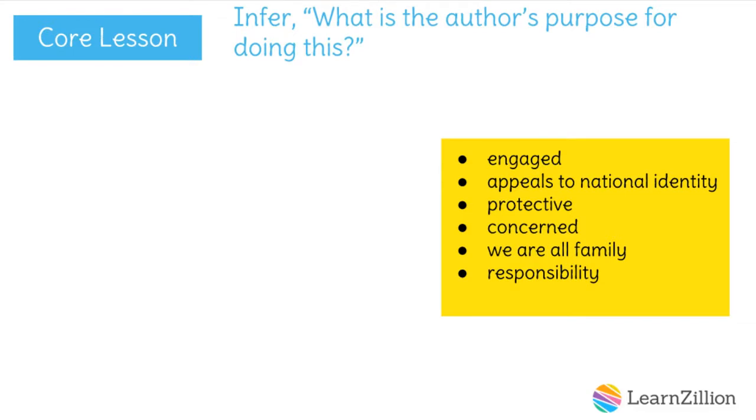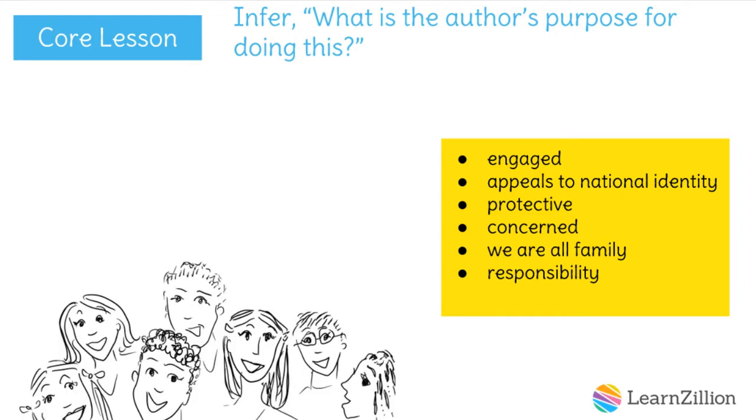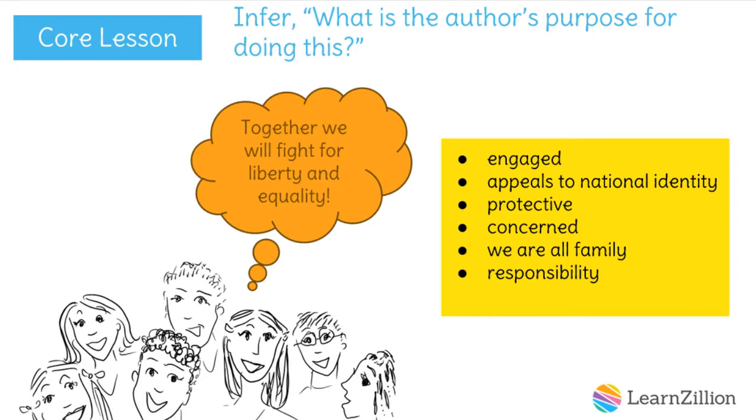What is the author's purpose for doing this? I have to think about why Lincoln chose those words and why he wanted the audience to feel engaged or concerned, like we're all a family and a sense of responsibility. As I was reading the Gettysburg Address, I could tell that equality and liberty are two American ideals that are really important to Lincoln. He mentioned them throughout his speech.